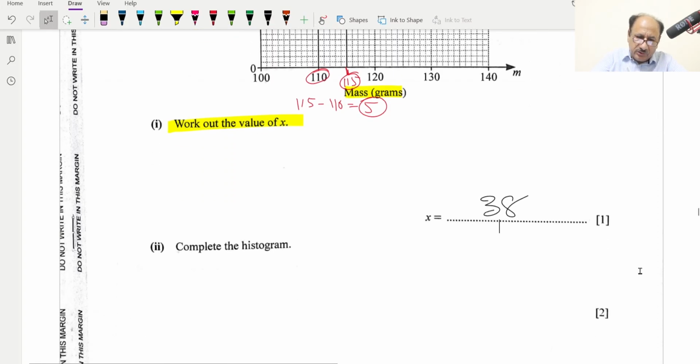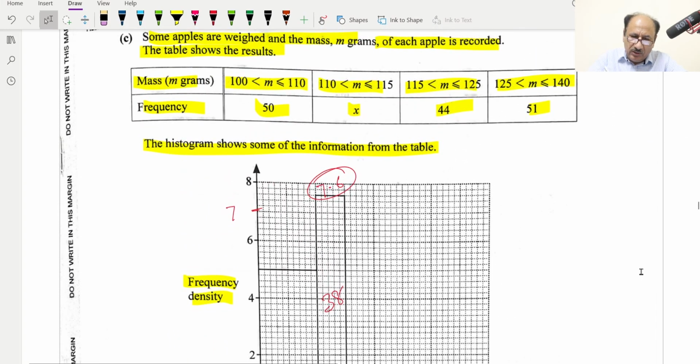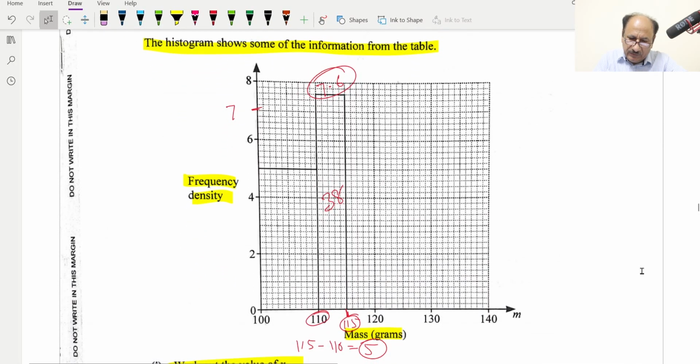Then complete the histogram. Now we have to complete the histogram also, and for the first one, this number is 50 and height is up to 5. This is 5. And this width is how much? Width is 10. So 10 multiplied by the height 5 will be 50. So we can write here this will be 50, and we have to complete the rest.